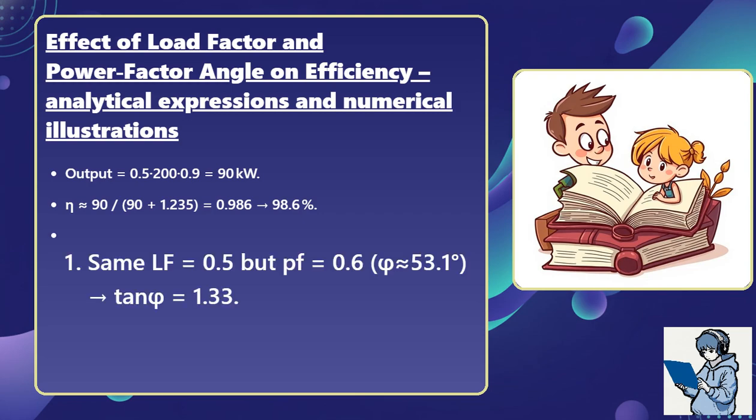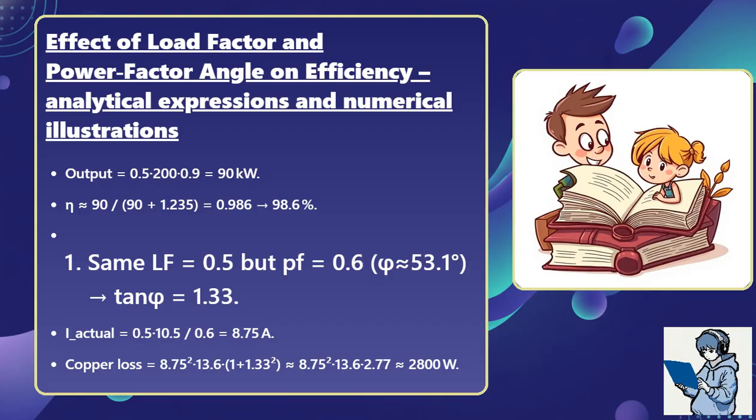Case 2, same load factor 0.5 but power factor 0.6, phi approximately 53.1 degrees, tangent phi equals 1.33. Actual current equals 0.5 times 10.5 divided by 0.6 equals 8.75 amperes. Copper loss equals 8.75 squared times 13.6 times the quantity 1 plus 1.33 squared, which is approximately 8.75 squared times 13.6 times 2.77, giving about 2,800 watts.